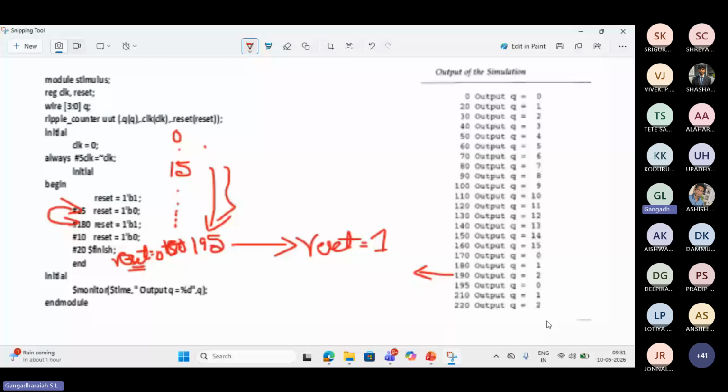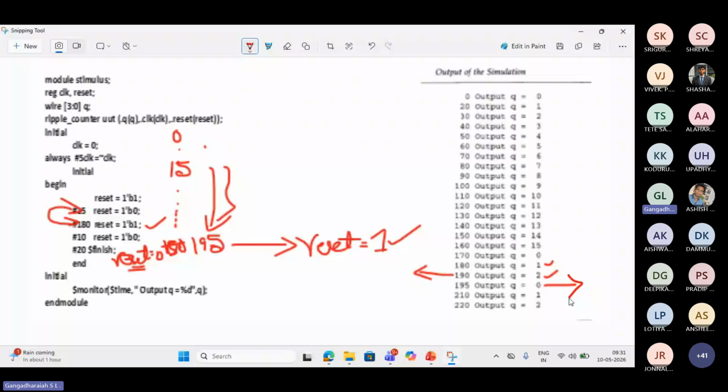Let's say the previous count was 1, it becomes 2. Now at 195, what am I doing? At 195, I am generating reset 1. So now my counting is 2. The moment reset becomes 1, my Q becomes 0. Are you able to understand? I am trying to test.